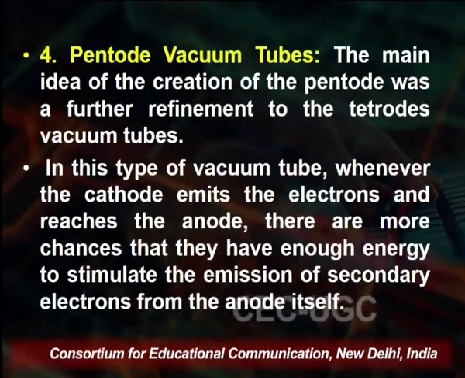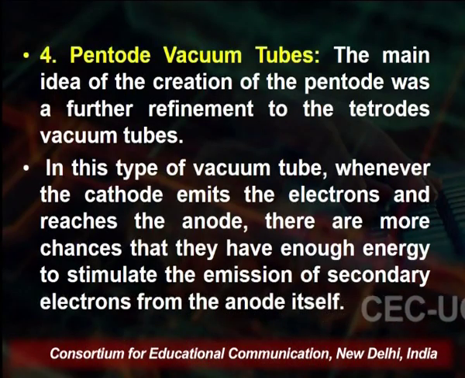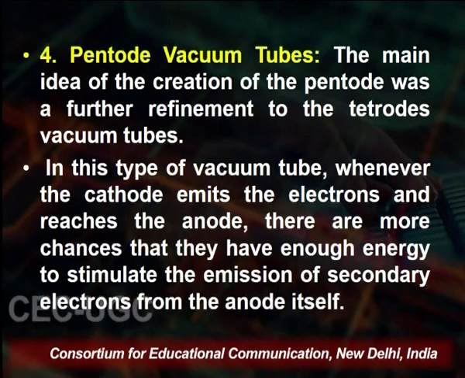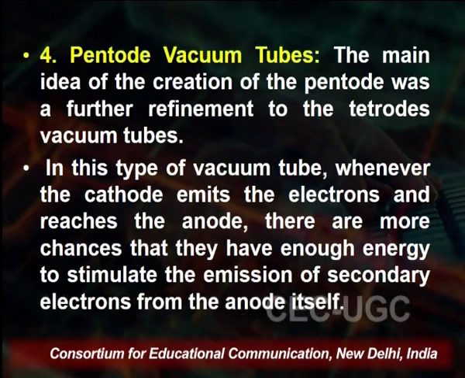Pentode vacuum tube: the main idea behind the creation of the pentode was a further refinement of the tetrode vacuum tube. In this type of vacuum tube, whenever the cathode emits electrons and they reach the anode, there is more chance that they have enough energy to stimulate the emission of secondary electrons from the anode itself.